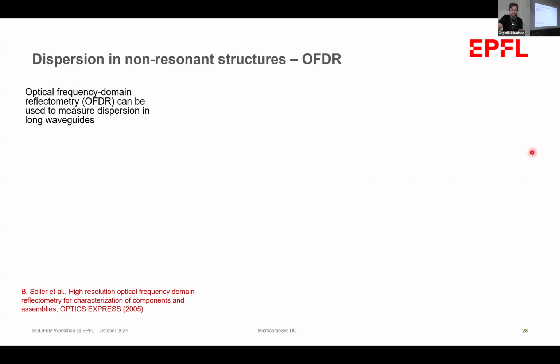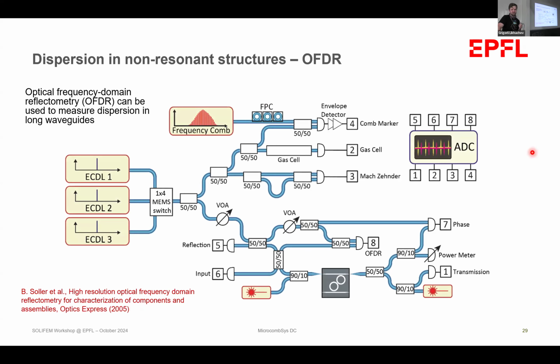Not really. Okay. So the trick is that if you have a cavity, a resonator, which has resonances, obviously it's quite simple conceptually how to measure the dispersion. But if you have a long structure, we need to use a slightly different technique, which is called OFDR. So this is just a side note. I'm not going to talk much about this, but just for you to know.